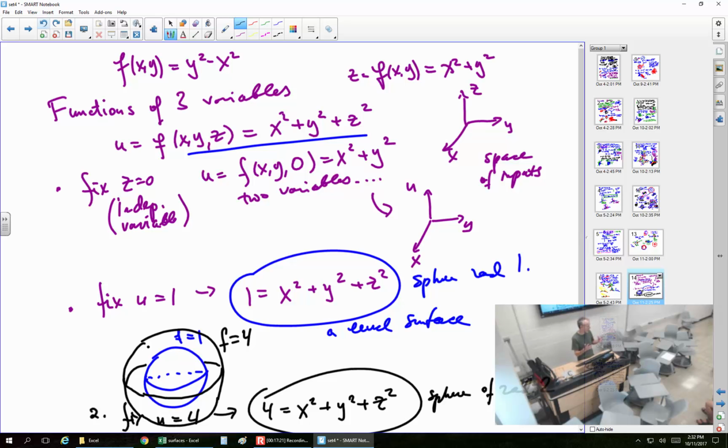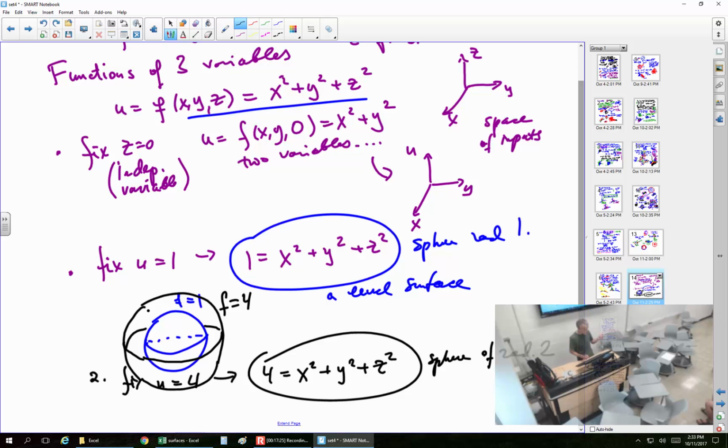Okay, so you see the point now, what's happening? We're going to do it for every value of u. I started with 1, then 4, the next one, I fix 9, which gives me a sphere of radius 3, even a bigger one, like this. And so we'll have a family of concentric spheres.